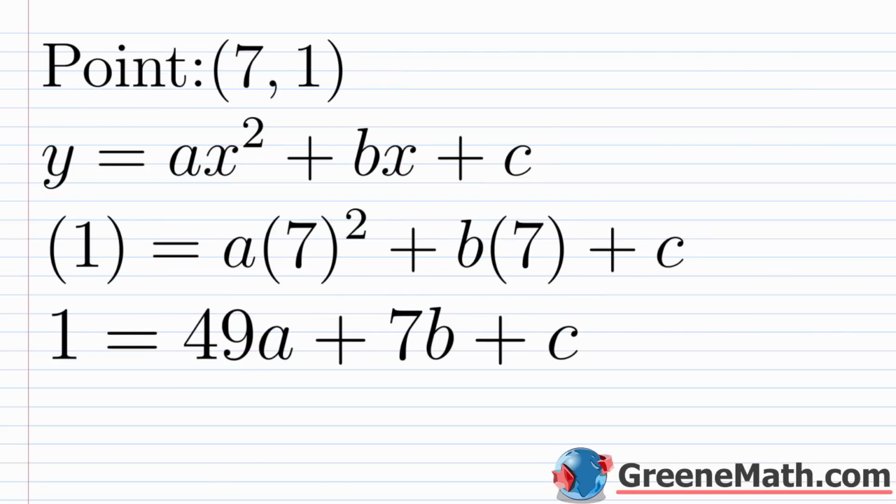And then lastly, we have our point, which is 7 comma 1. So this 7 right here is the x value. So that's going right here and right here. So that's going to correspond to being right here and then right here. Then for the y value, you have 1. So that's going to go right here in the model. So it's going to correspond to being right there. So we end up with 1 equals 49a plus 7b plus c.